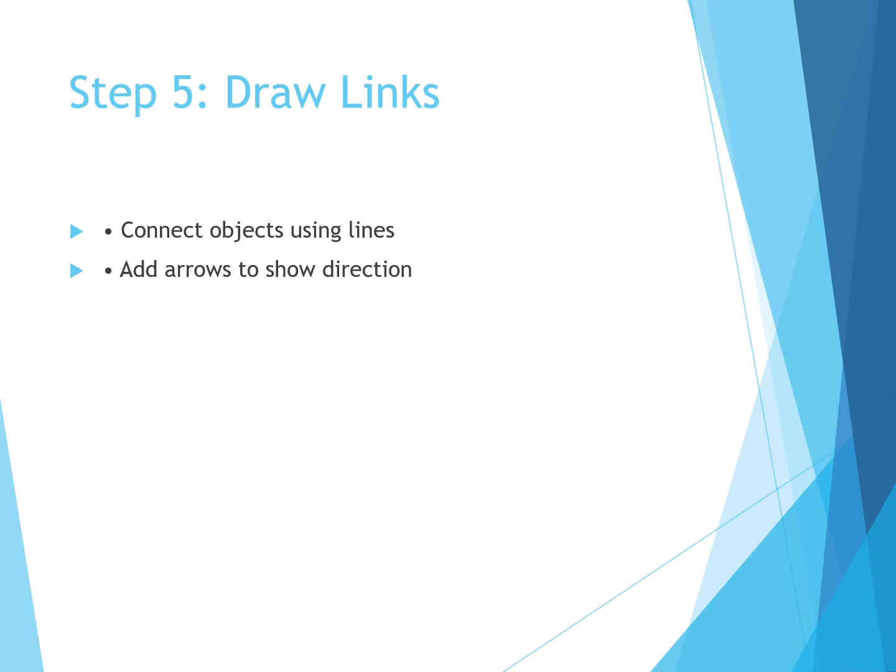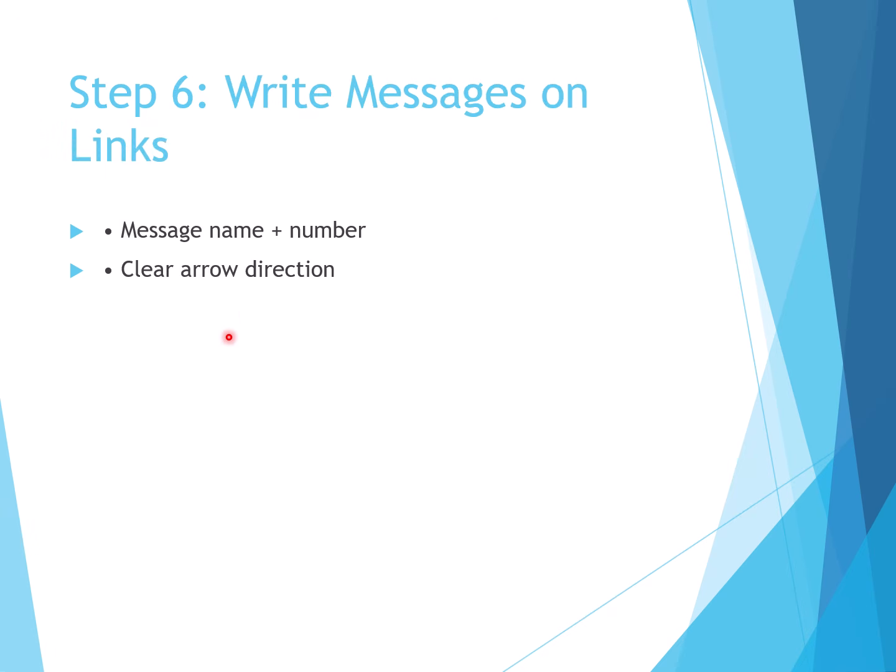The next step is to draw links. Connect objects using lines, and add arrows to show the direction. Finally, write the message names along the arrows with their numbers. Always make sure arrows point in the direction of the message flow. Wrong arrow direction is nothing but the wrong interaction. Here we have to write the message number and the name clearly, and show the clear direction.